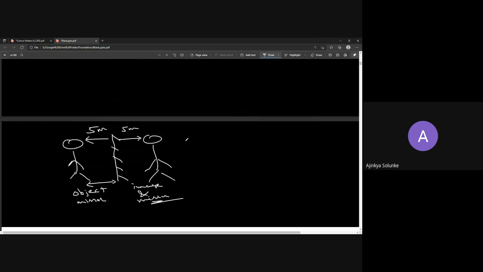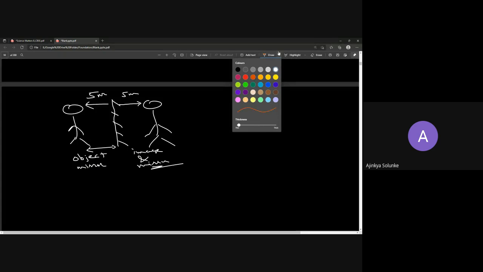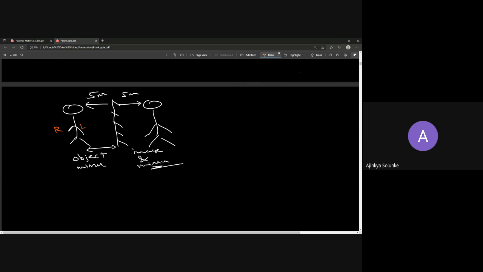Now, another question for you. When you look inside the mirror, suppose this is your right and this is your left. When you raise your right hand, does the image also raise its right hand or left hand? Left hand. Okay, so you must have seen that if you raise your right hand, it looks like the image is raising its left hand. So that is called lateral inversion. The name of the term is lateral inversion. And what do you mean by this? That right becomes left and left becomes right.